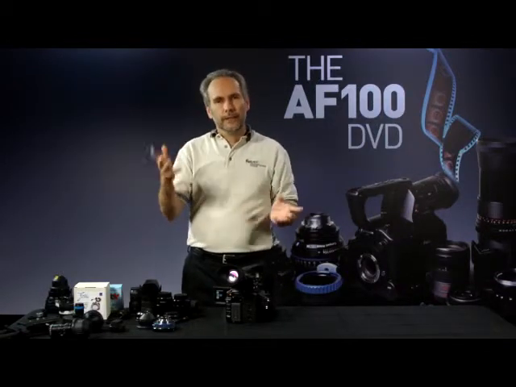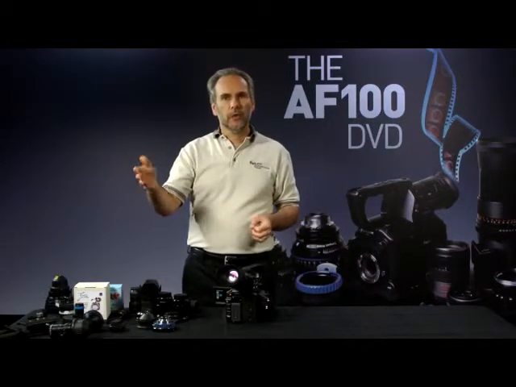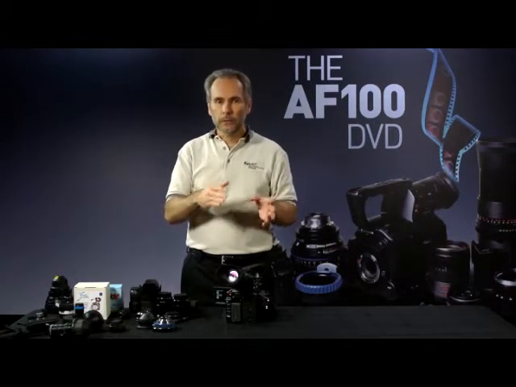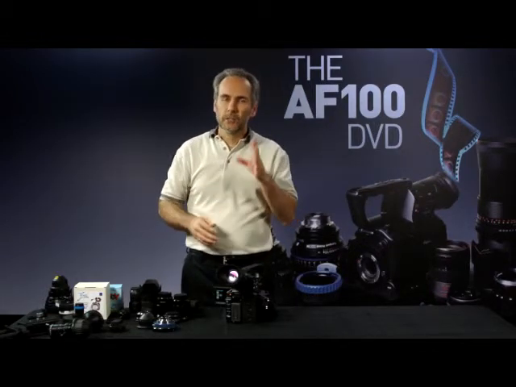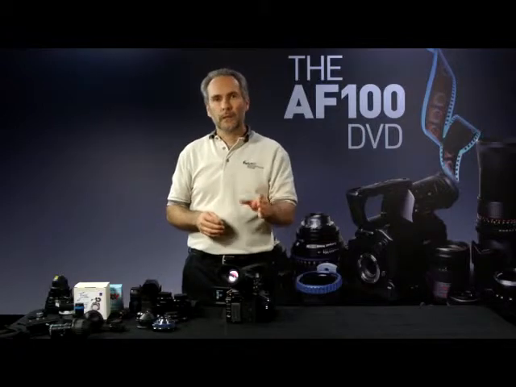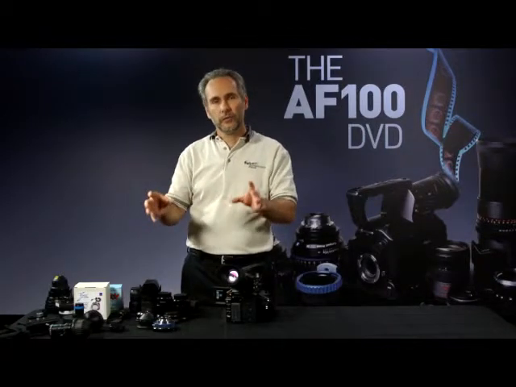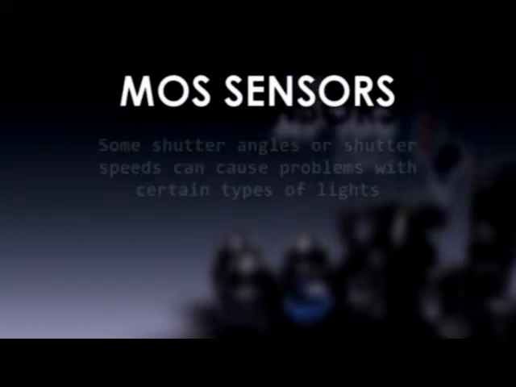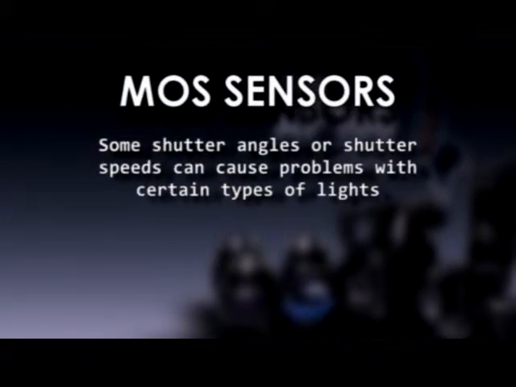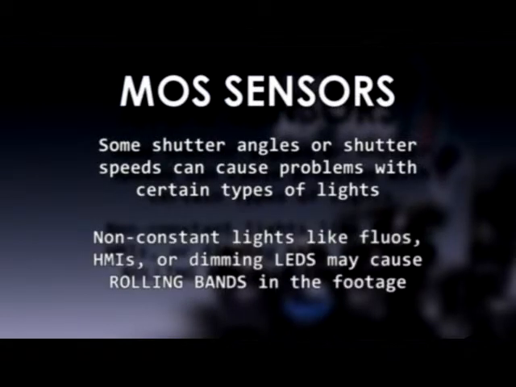You don't have to worry about that if you're using the SynchroScan with the film style shutter. So if you're doing filmic work, this is the way to go. Just be very careful, because as I talk about in the other section on CMOS sensors or MOS sensors, certain shutter angles, certain shutter durations will interact with certain types of lights, like dimming LEDs or certain fluorescents or HMIs, and you might end up with rolling bands in your footage. So you've got to be careful with your shutter speed.